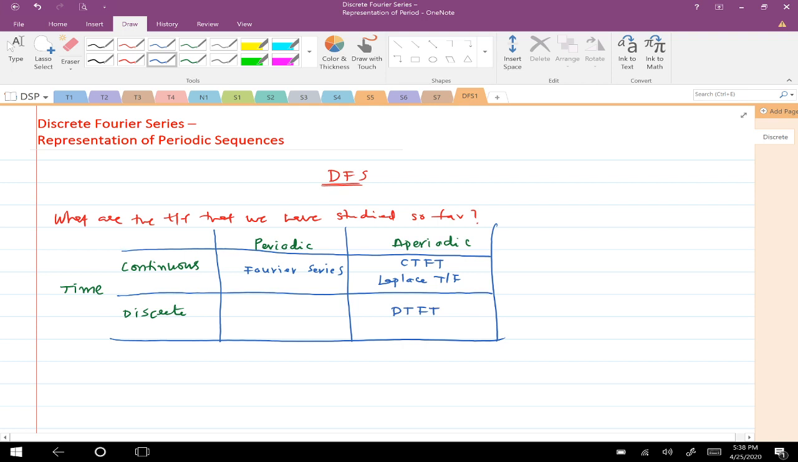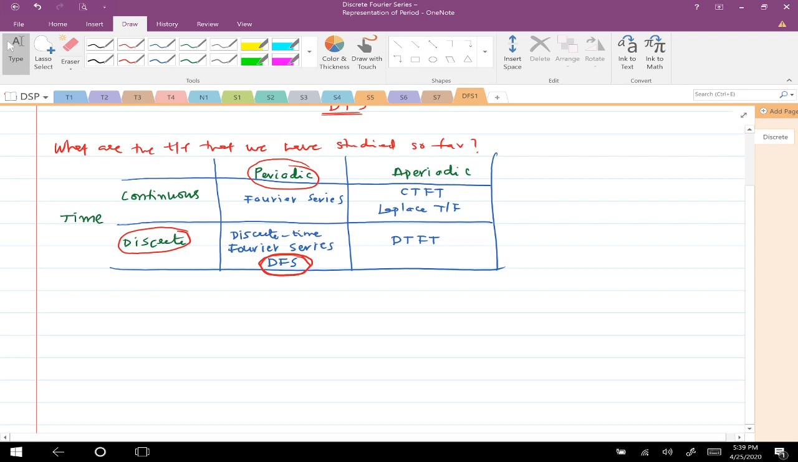What we have not yet studied is a discrete time signal which is periodic. That's exactly what we are going to study now, which we refer to as discrete time Fourier series. Just to distinguish it from continuous time Fourier series, you call it discrete time Fourier series, or we abbreviate it as DFS. This is what we would be studying in this class and a few more subsequent classes. What is of interest to us now is a discrete time signal, and the signal being periodic.